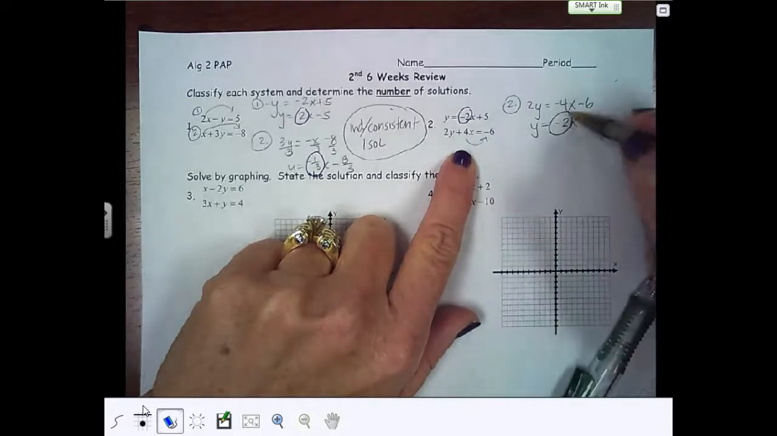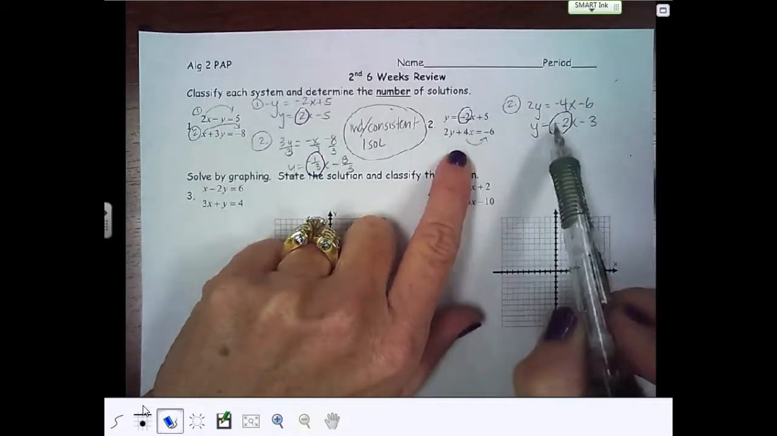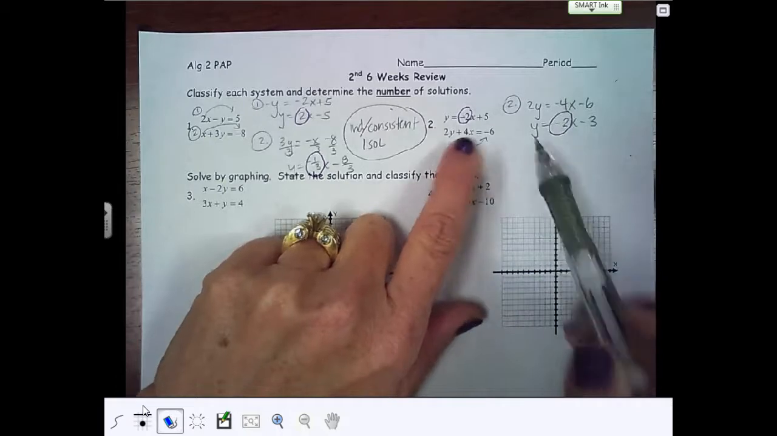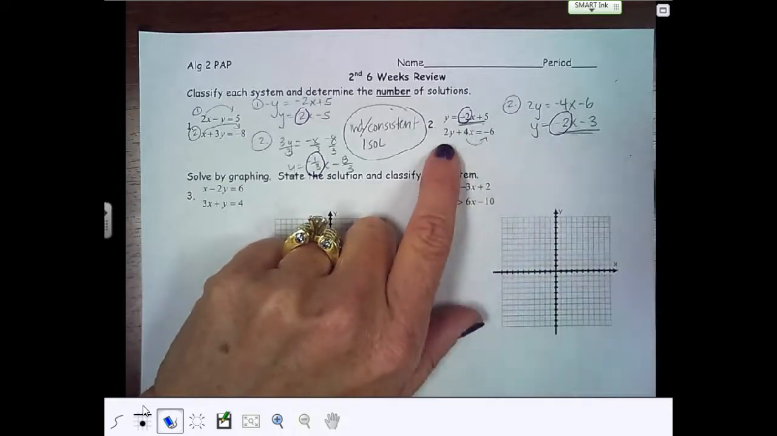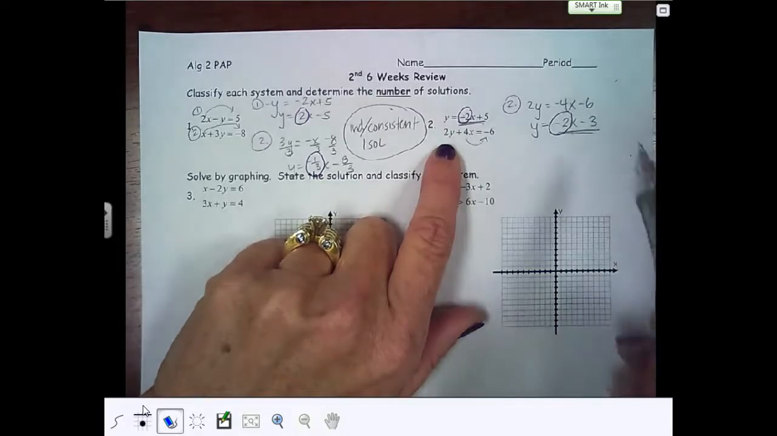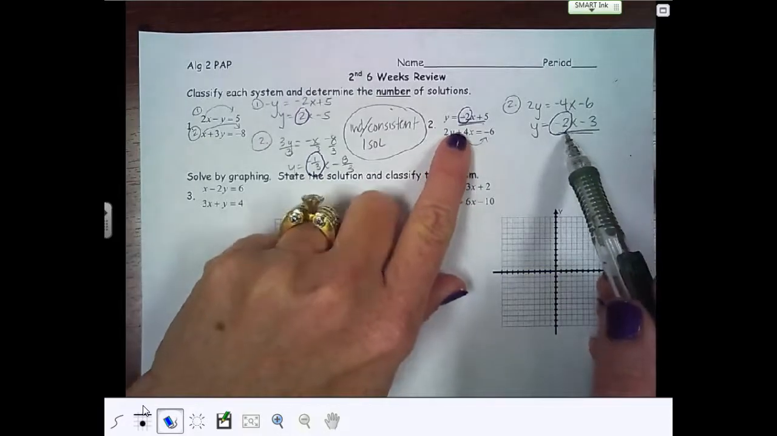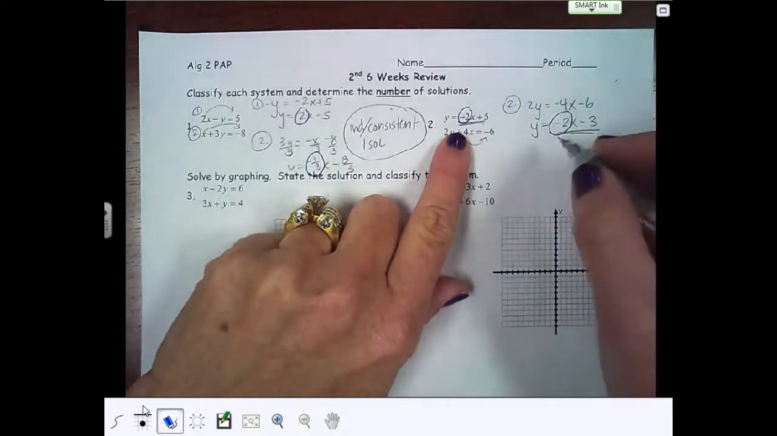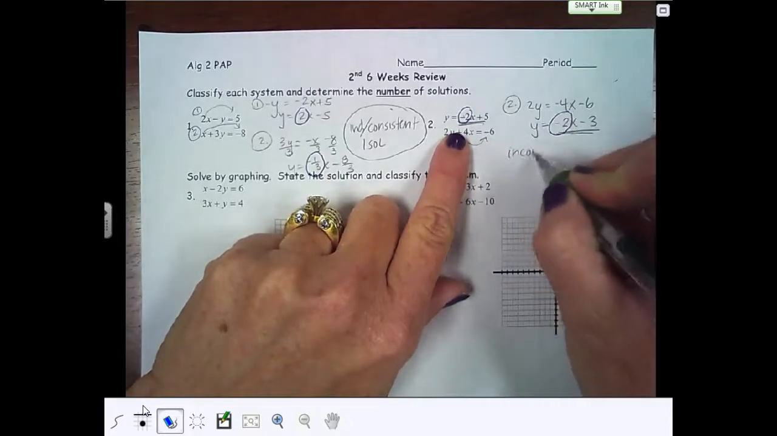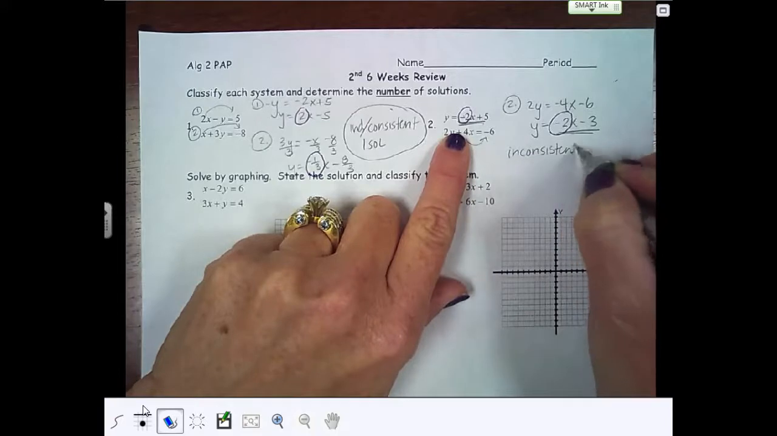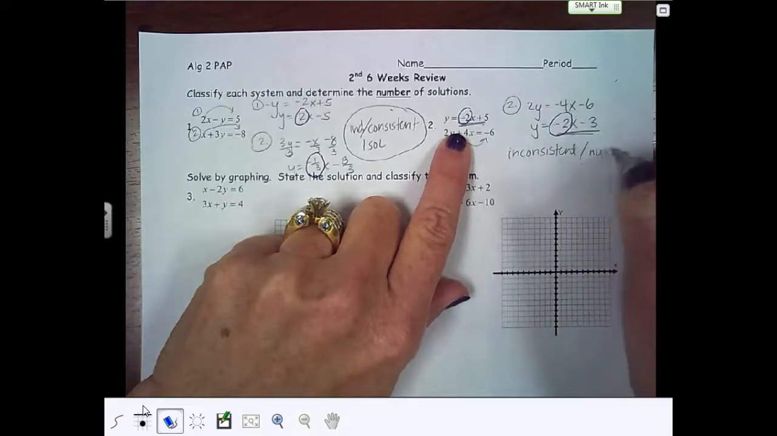Right? Here you'll notice that they have the exact same slope, right? They're not the same line. If they're the same line, then they would be considered dependent and consistent. They're not the same line. They just have the same slope. So they are parallel, which means they'll never cross, right? So they're considered inconsistent and they have no solution.